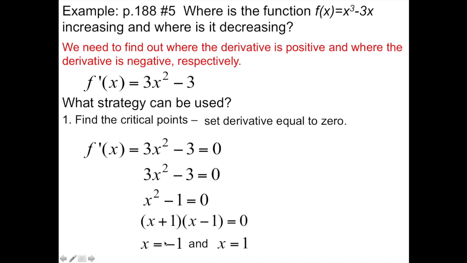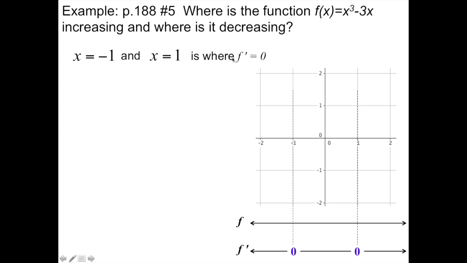So I'm setting up my number line. My critical points, where my derivative is 0, are at negative 1 and positive 1. So I put them on my derivative number line. The critical points occur when x is equal to negative 1 and x is equal to 1. Those critical points have 0 for the derivative.